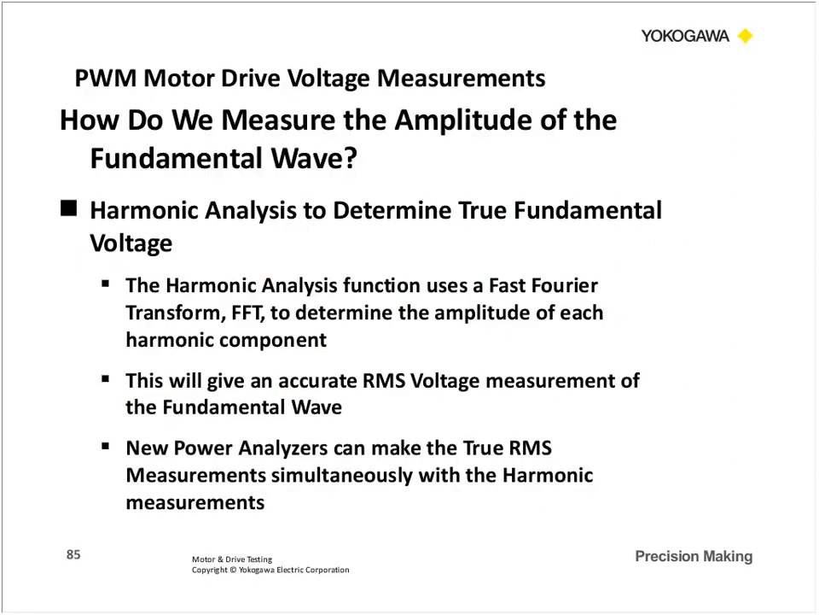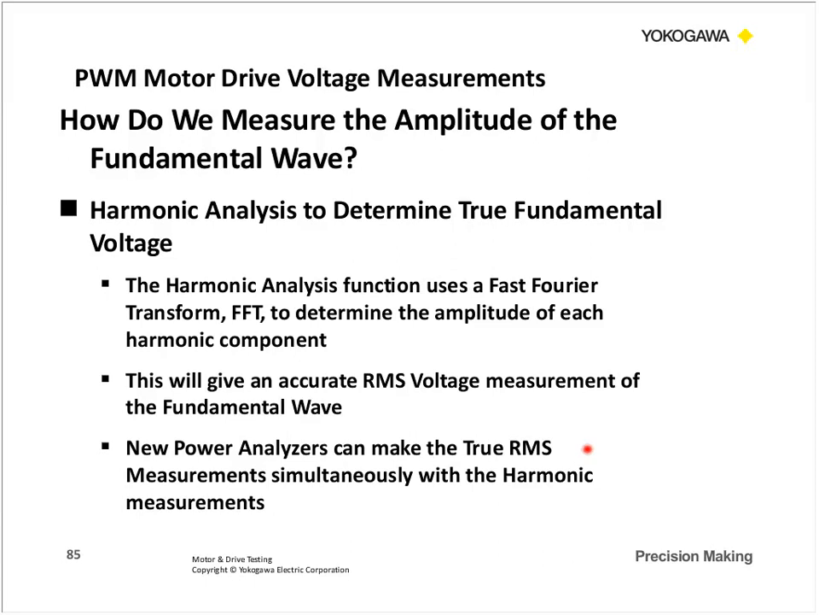Now, another way, in some of the more advanced instruments that we have now, is that we can do a harmonic analysis and get the true fundamental voltage. The harmonic analysis uses the FFT, so we can get the amplitude of each order. We look at order number one, and that's the fundamental. And this will give us an accurate RMS voltage of that fundamental.